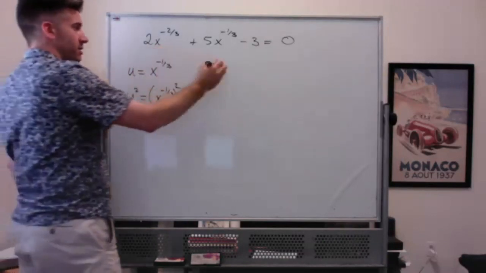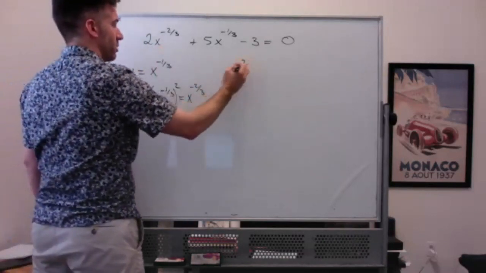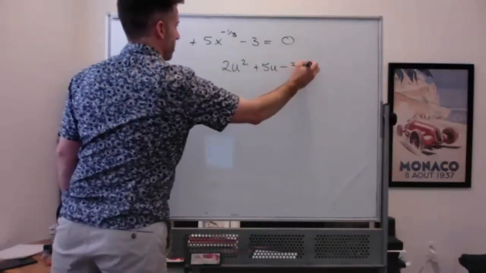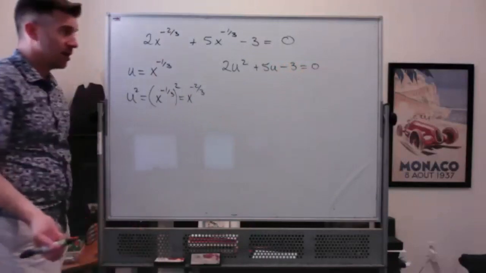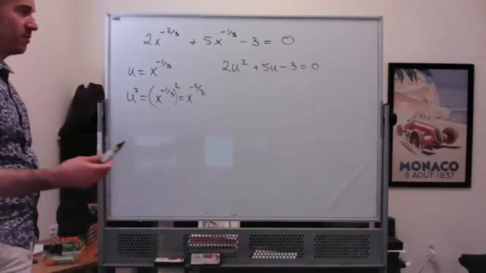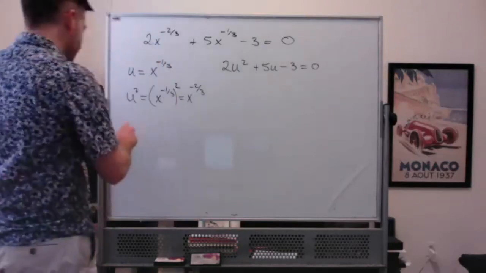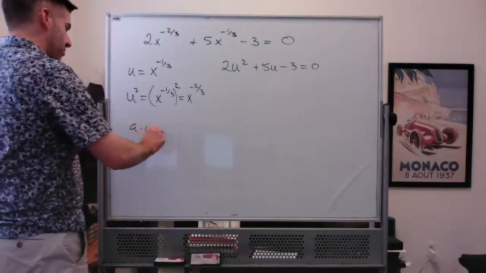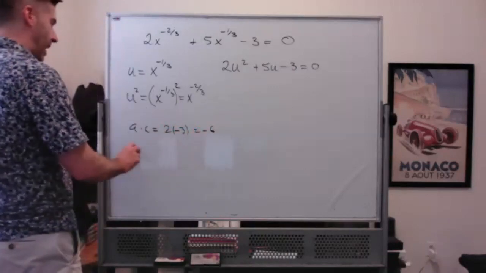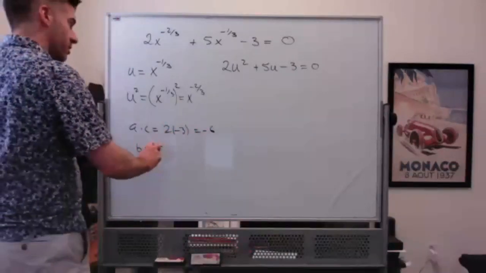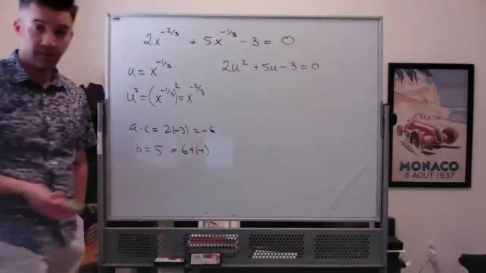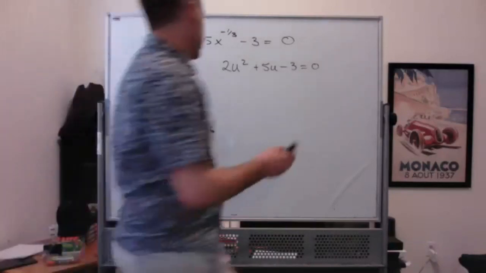So great. This is going to become 2u squared plus 5u minus 3 equal to 0. And I'm going to solve this using the, whatever you want to call it, the multiply to the thing and add up to the thing method. So I know I want to multiply to 2 times -3, which is -6, and add up to 5. So I want 6 plus -1. So that's going to multiply to -6 and add up to 5. So I'm going to rewrite.